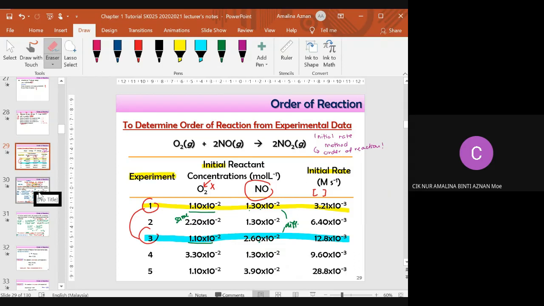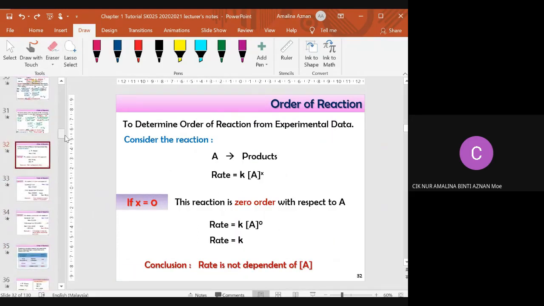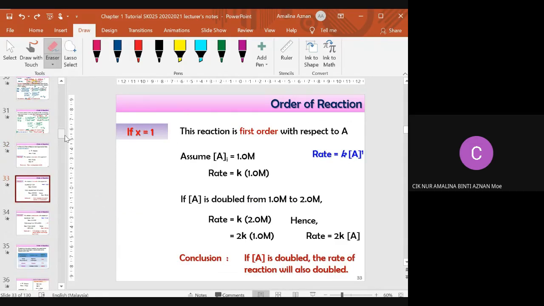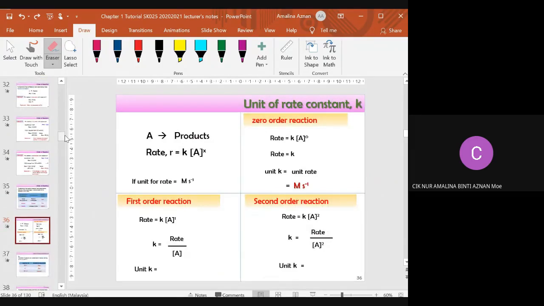Okay, so ini just a straightforward example. So fahamkan dulu and then try to do the next example, which is okay. Yang ini nanti kita akan go through next class. Okay, untuk tentukan the order. Ini dah tadi. Okay. Example untuk initial rate method, Miss ada selitkan dekat belakang. Nanti kita tengoklah.